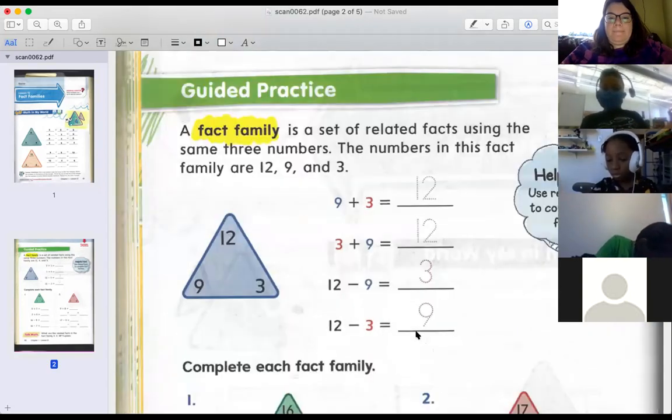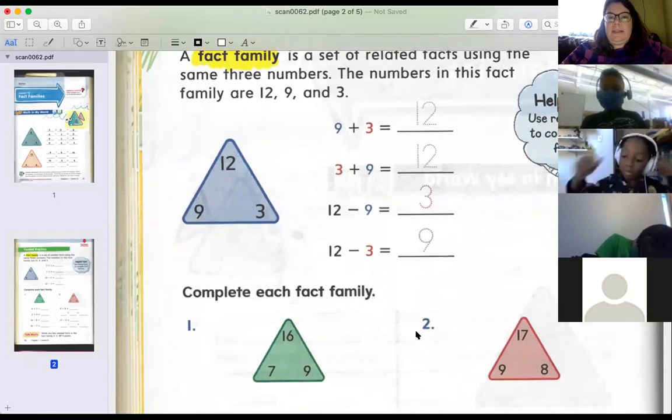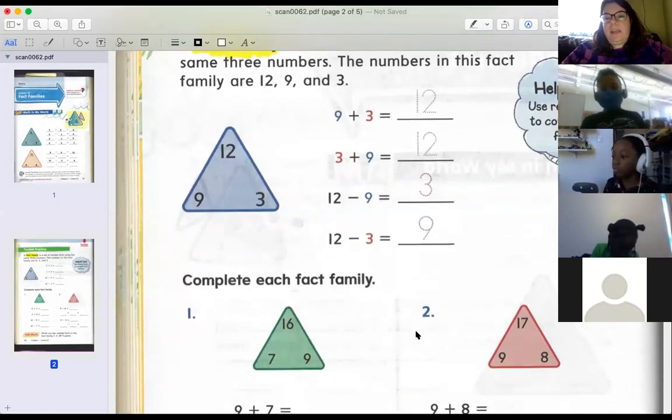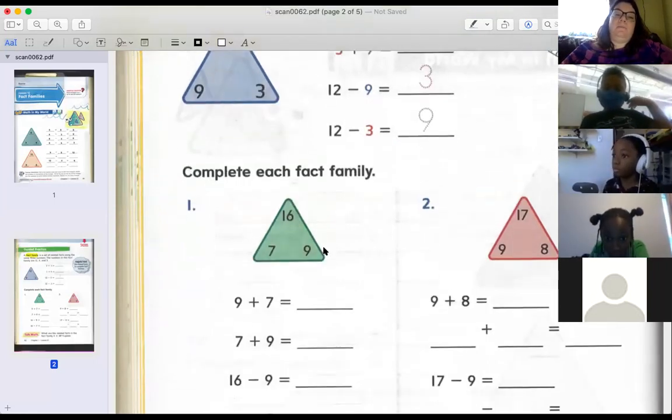Okay. So here they give you an example. 9 plus 3 equals 12. 3 plus 9 equals 12. 12 minus 3 equals 9, and 12 minus 9 equals 3.